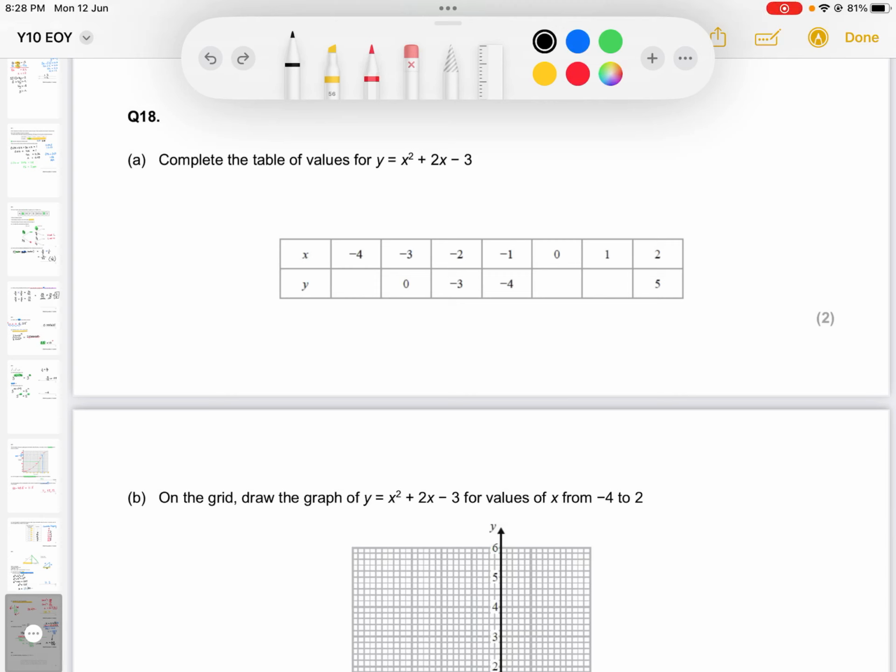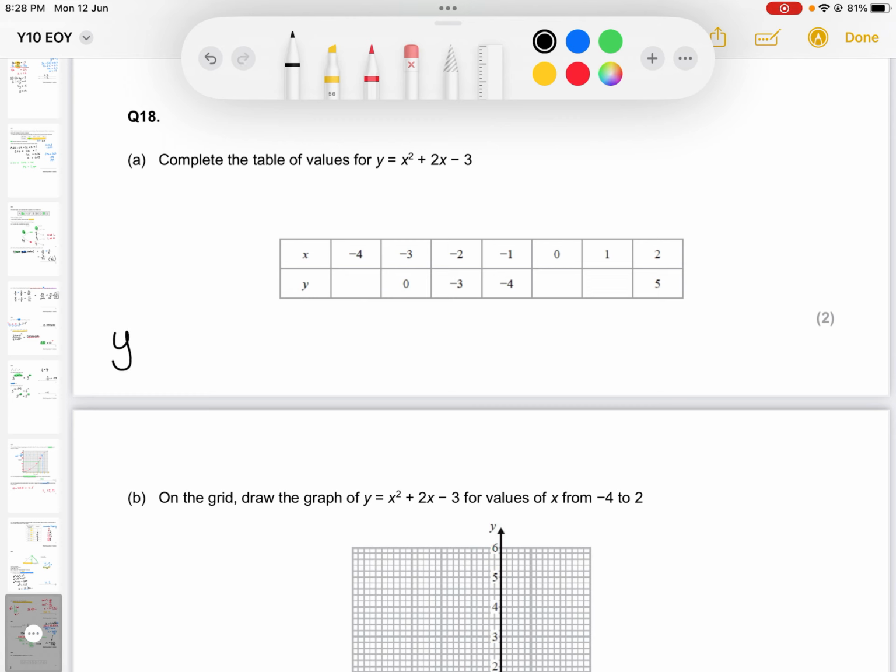Question 18. Complete the table of values for y equals x squared plus 2x minus 3. So for the values that are missing here, we're going to have to sub in the numbers one at a time, minus 4, 0, and 1, into the following equation in order to get our y values.